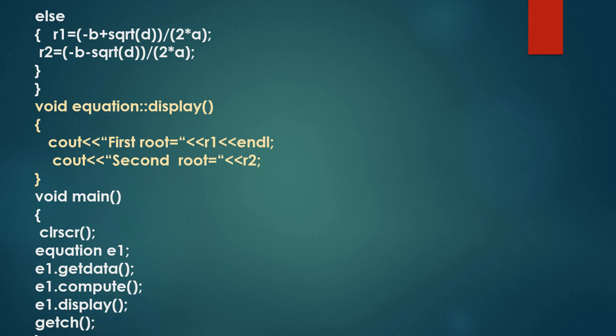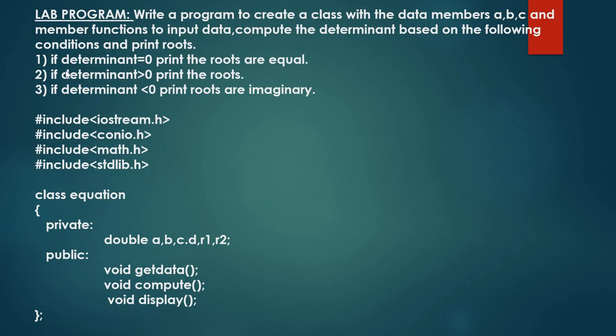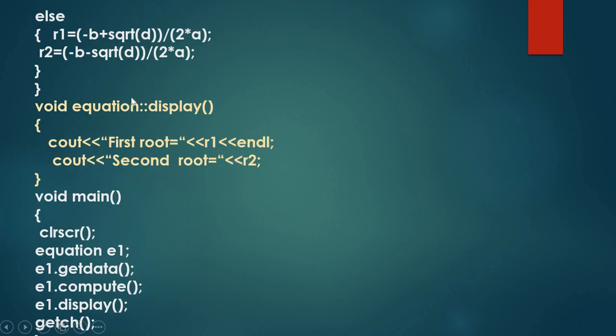Here this SQRT is a mathematical function. That function is under the header file math.h. Here we are using the SQRT function. That's why we are using the header file math.h. Then the second root is equal to minus b minus SQRT of D divided by 2a. The first root is minus b plus. After that we can close the compute function.